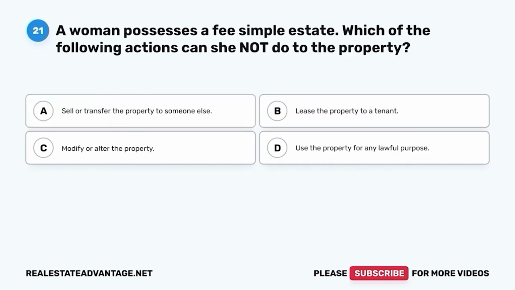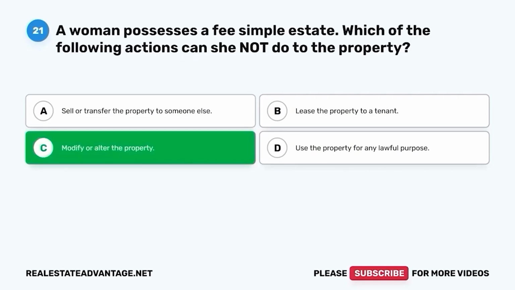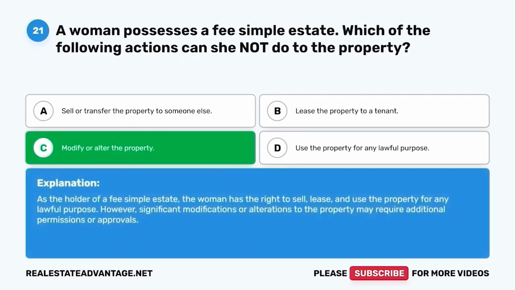Question 21. A woman possesses a fee simple estate. Which of the following actions can she not do to the property? A. Sell or transfer the property to someone else. B. Lease the property to a tenant. C. Modify or alter the property. D. Use the property for any lawful purpose. The correct answer is C. Modify or alter the property. As the holder of a fee simple estate, the woman has the right to sell, lease, and use the property for any lawful purpose. However, significant modifications or alterations to the property may require additional permissions or approvals.